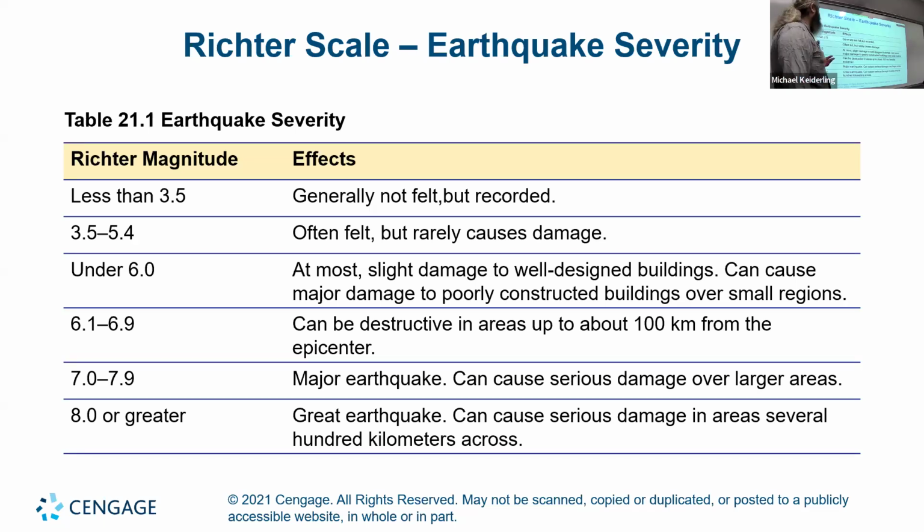And then 6.1 to 6.9, these can be destructive in areas up to about 100 kilometers from the epicenter. 7 to 7.9, these are major earthquakes that can cause serious damage over larger areas. And 8 or greater, that's a great earthquake. These cause serious damage in areas several 100 kilometers across. And there's only been a handful of earthquakes that are greater than that.